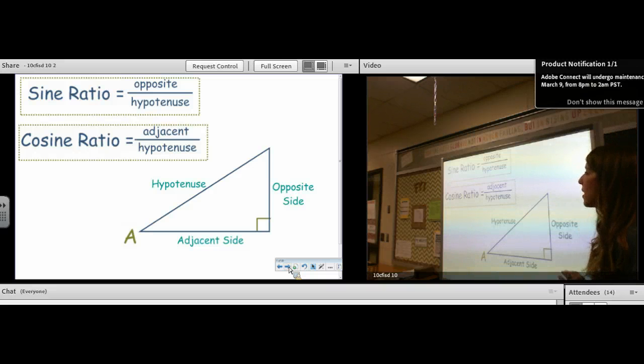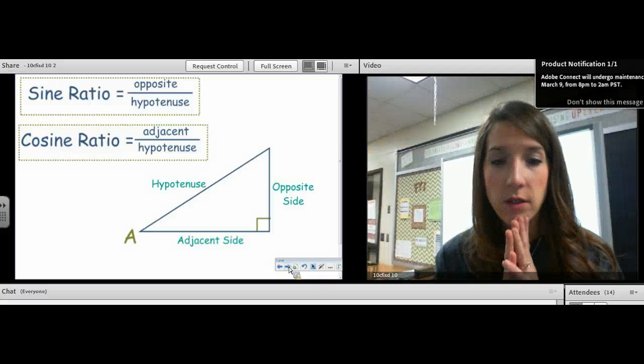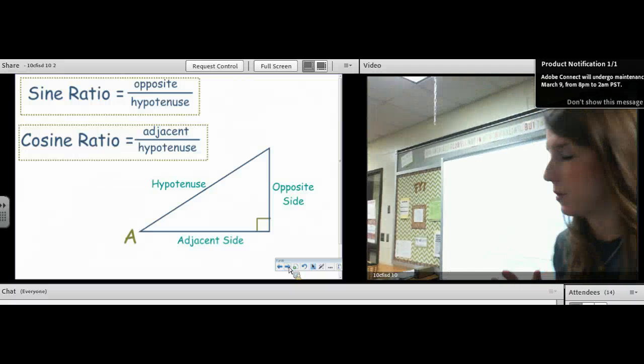Sine, opposite over hypotenuse, cosine, adjacent over hypotenuse. Additionally, these are on your formula chart. So you can reference your formula chart if you need to see what those ratios are.